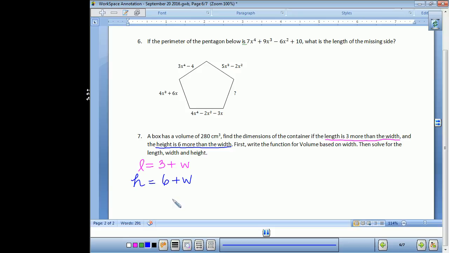It's a rectangular box. We've got a length, a width, and a height. Now the width is just W. So volume based on the width is the length times the width. Since width is just a monomial, just a W, I'm going to stick it in front so I don't get confused by it. Length times width times height. So there's my equation.